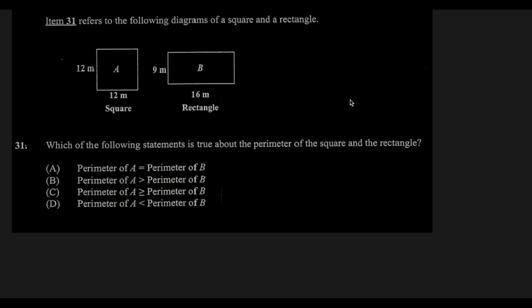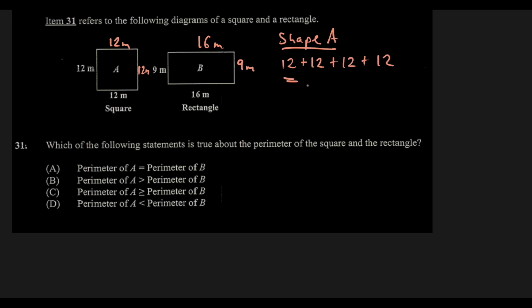So it says here, which of the following statements is true about the perimeter of the square and the rectangle? So before I even look at anything down here, I just want to calculate the perimeter first. So remember, this is a square, so all sides are the same. The rectangle, opposite sides are the same. So shape A, what is the perimeter of shape A? So that's going to be 12 plus 12 plus 12 plus 12, which is equal to 12 plus 12, 24, 24 plus 12, 36, 36 plus 12, 48 meters.